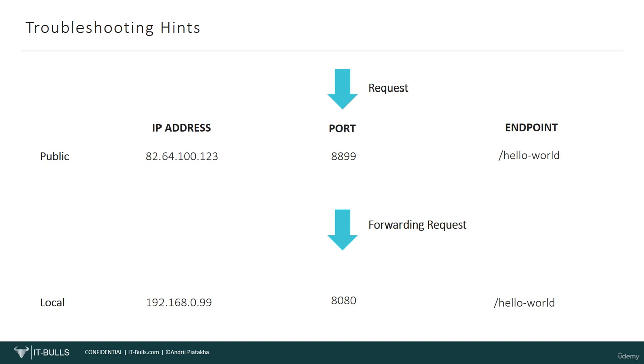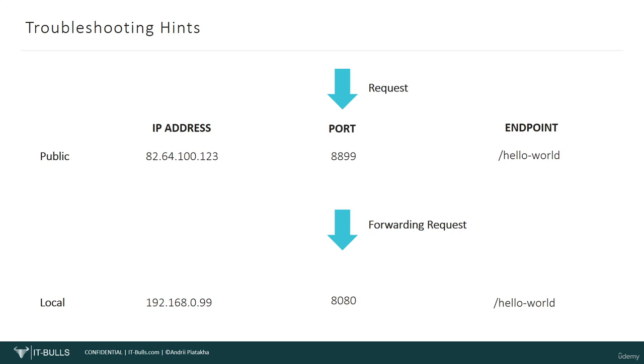That means that when you send a request from outside of your network to the IP address 82.64.100.123 and port 8899 and endpoint Hello World, the request forwarding should forward the request to the internal IP address in your network 192.168.0.99, port 8080 and endpoint Hello World. Is it clear? In case you have any challenges, let me know in comments below the video and I will try to help. In case you configured everything, then everything is super and you're ready for the next lesson.